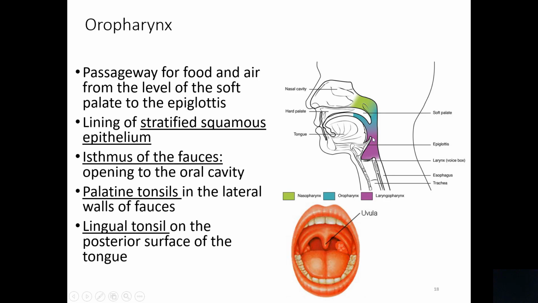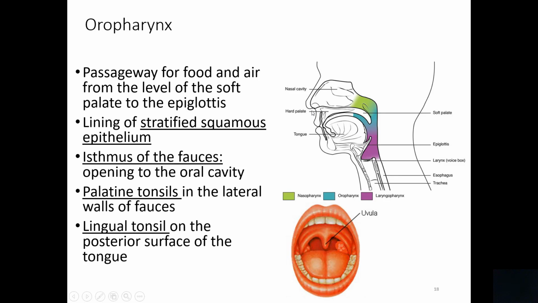Okay, isthmus, opening to the oral cavity, and palatine tonsils, here they are on the lateral walls of fauces. Lingual tonsils will be right here on the posterior surface of the tongue. Pay attention again how exactly air goes.